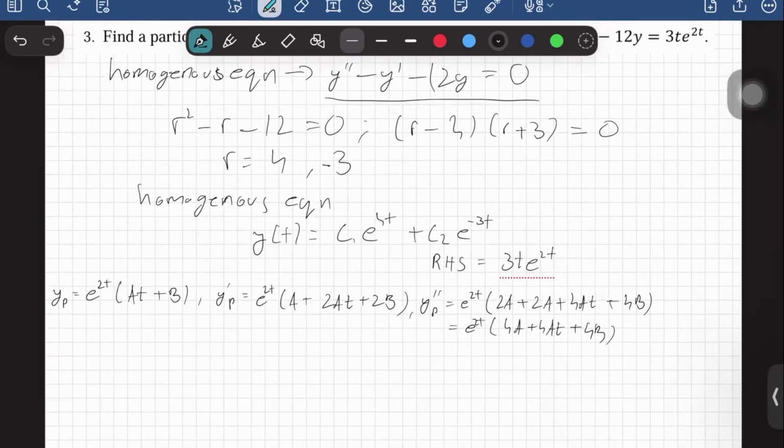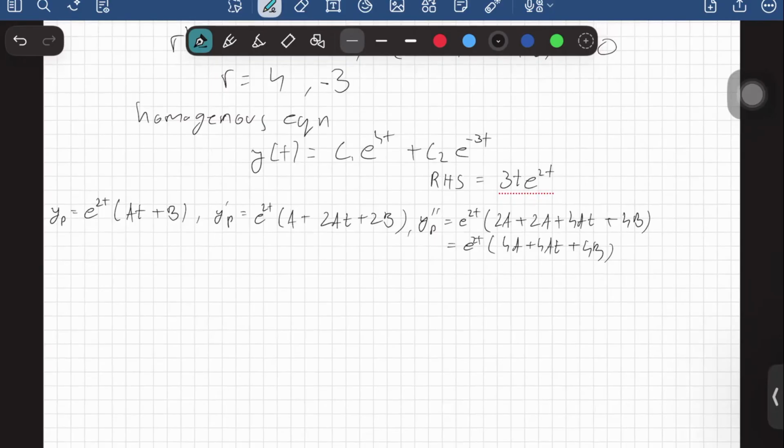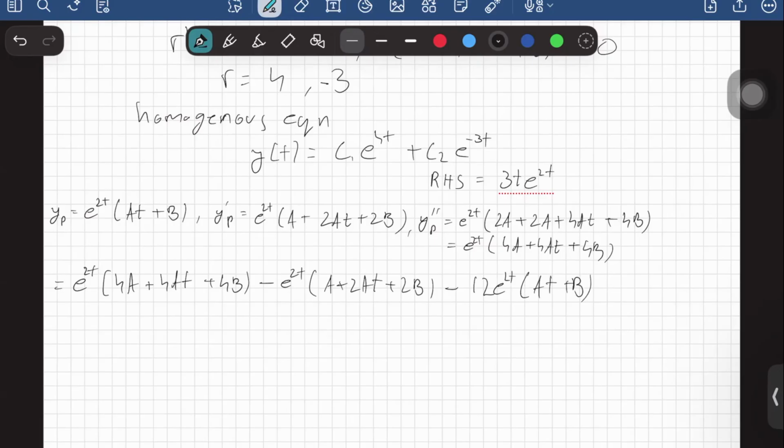Okay, so if we just plug all of these into our ODE, which was right here, our homogeneous equation, what we end up getting is, this is going to be a long one, e to the power of 2t (4a plus 4at plus 4b) minus e to the power of 2t (a plus 2at plus 2b), and this is minus 12 e raised to the power of 2t (at plus b). Okay, awesome. So we have this.